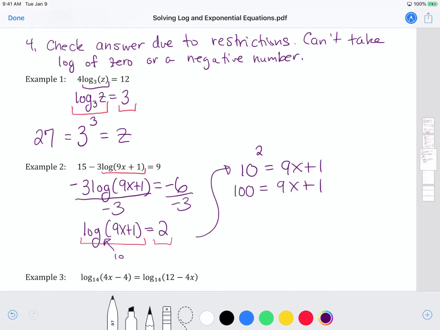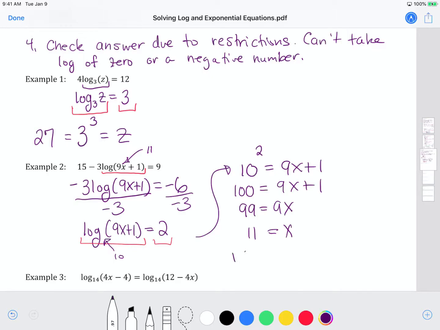Okay, so now I got to finish solving for x. So I'm going to subtract 1 from both sides. So x is going to be 11. Now if I go back and double check to make sure this works, I'm going to take that 11 and plug it in for this x. And I have 9 times 11 is 99. 99 plus 1 is 100. And I can take the log of 100, so that's fine.